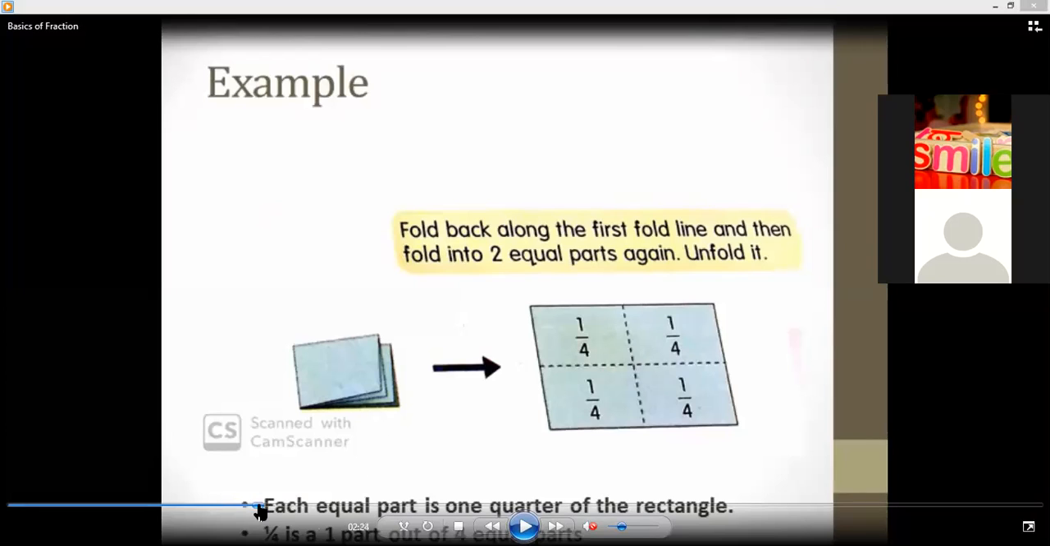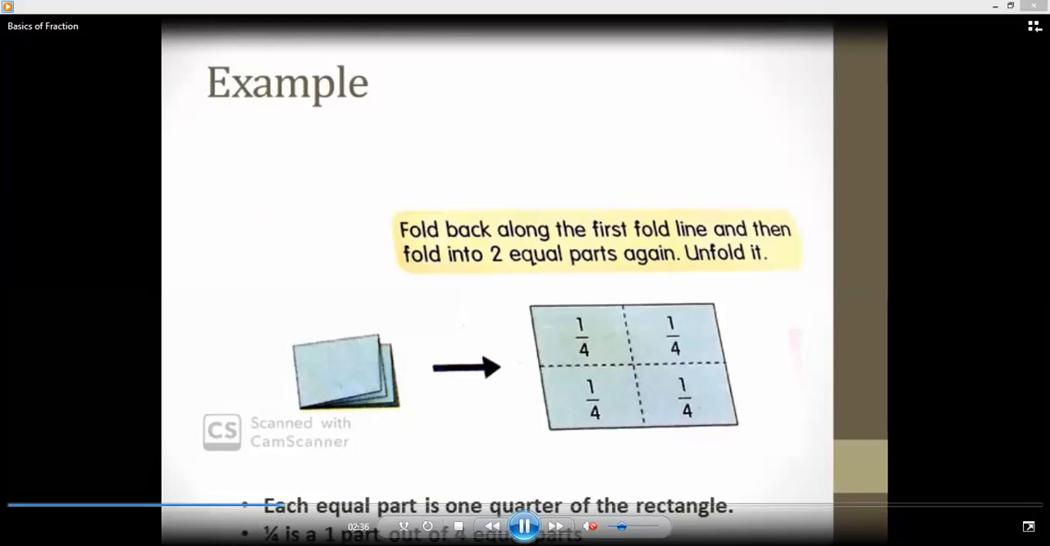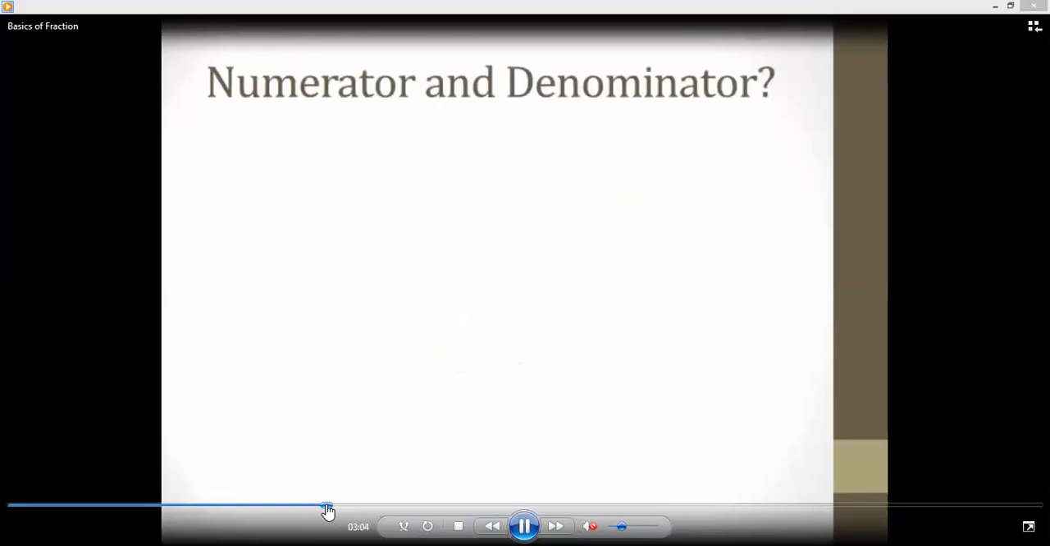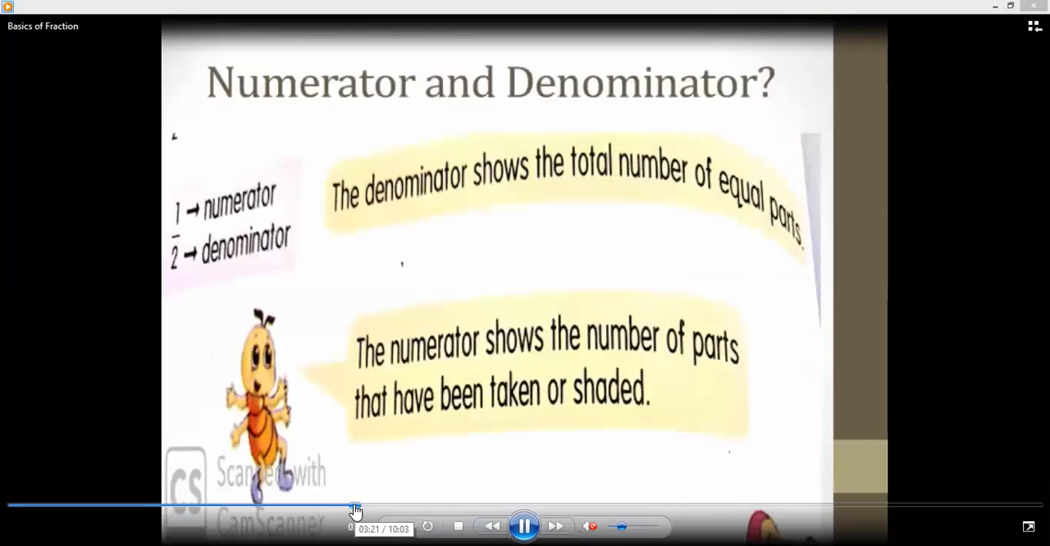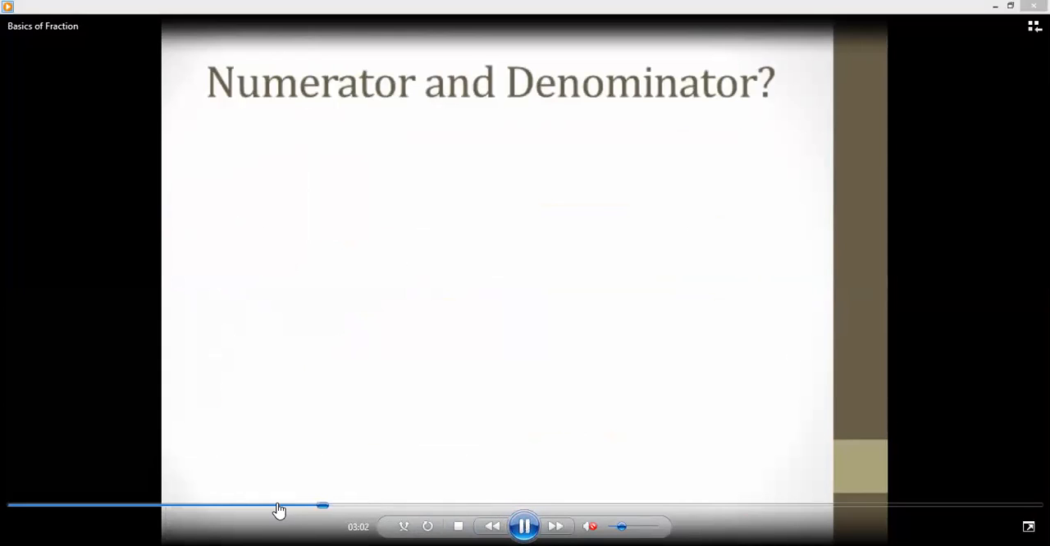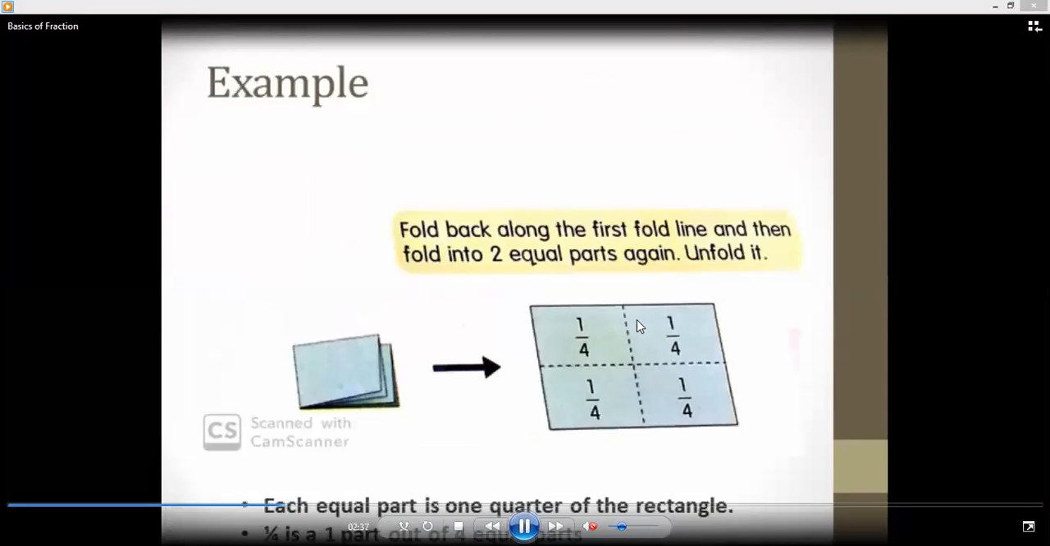Okay, let's move further. We did some examples, and let's learn about the numerator and denominator. I told you yesterday, guys, what is numerator and what is denominator. I told you that the denominator is the one which shows the total number of equal parts. Look at there. How many total equal parts are there? 1, 2, 3, 4. That's why you will write denominator 4. Down below you will write 4.